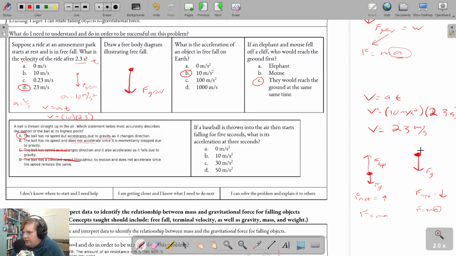And we can work that out by looking here at the very top of its trajectory. It has a force of gravity, meaning it has acceleration. Since it's going down, it would technically be negative acceleration, but acceleration is acceleration, so it accelerates due to gravity and changes direction. We're done. Woohoo!